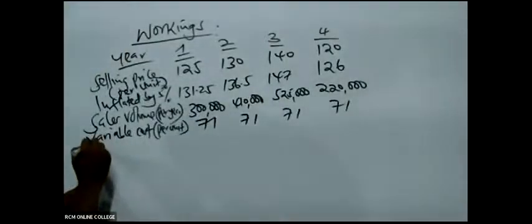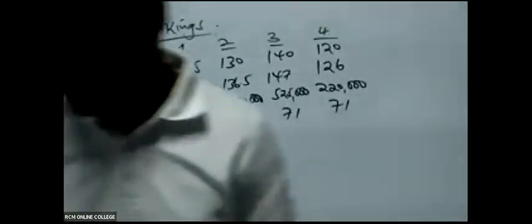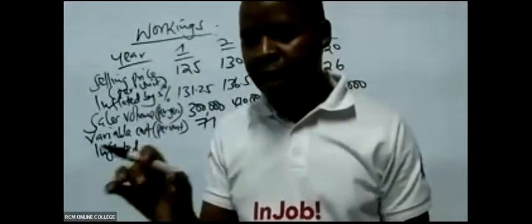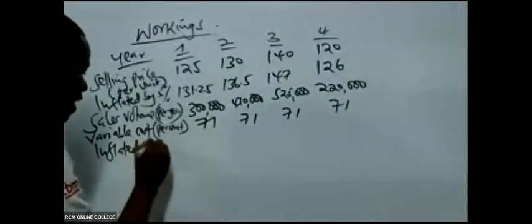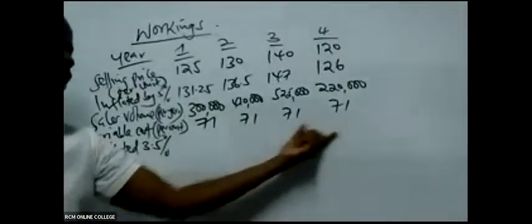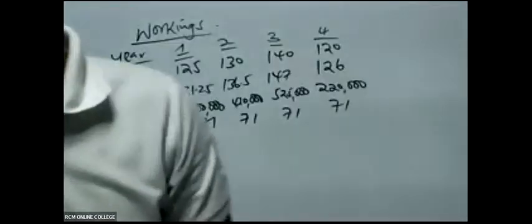So after inflation, we have been told the variable cost will be inflated by what percent? Will be inflated by 3.5%. Let's go systematic, guys. So can you give me the inflation rate for revenues? Year 1, it will be what?